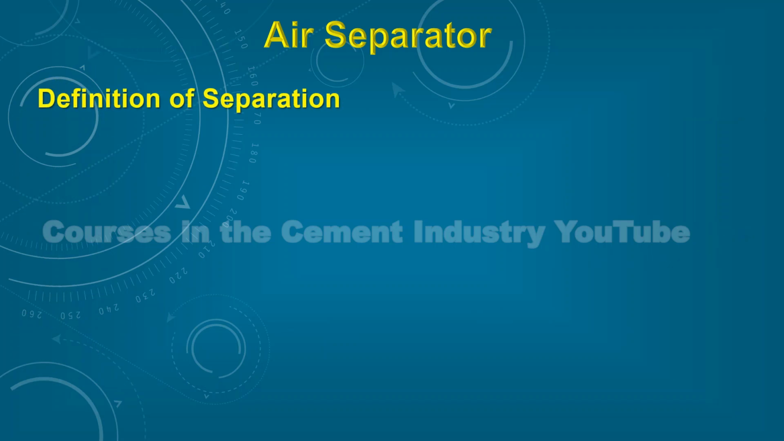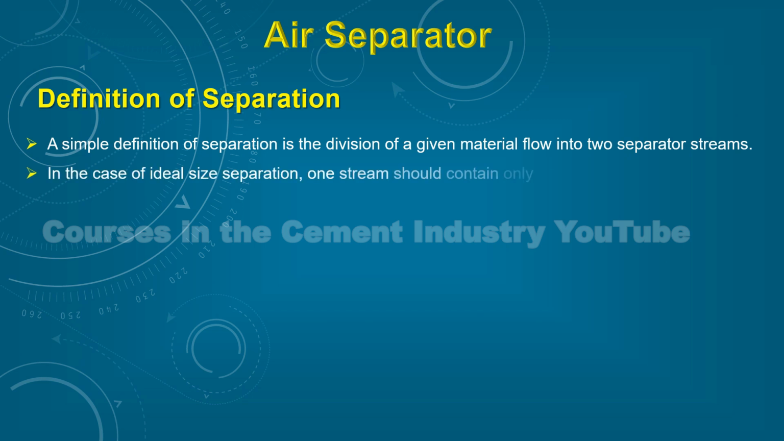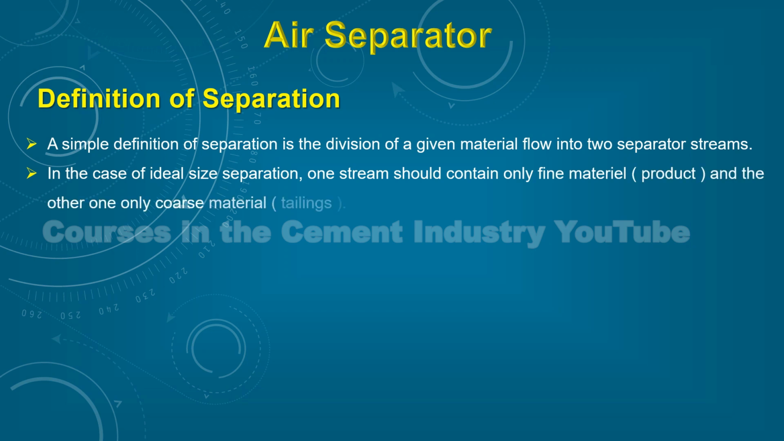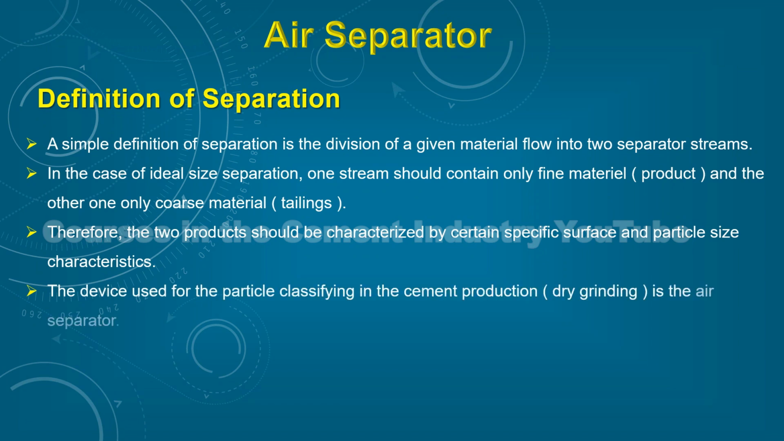Definition of separation. A simple definition of separation is the division of a given material flow into two separate streams. In the case of ideal size separation, one stream should contain only fine material, product, and the other only coarse material, tailings. Therefore, the two products should be characterized by certain specific surface and particle size characteristics. The device used for particle classifying in cement production, dry grinding, is the air separator.